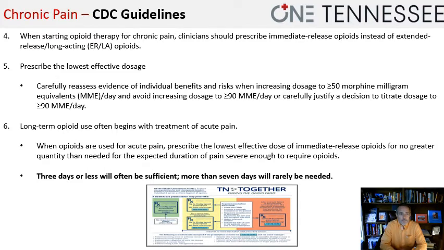Long-term opioid use often begins with the treatment of acute pain, so make sure that you're appropriately addressing what is causing that acute pain issue. When opioids are used for acute pain, go low, start slow, use immediate release, and for no greater quantity than needed for the expected duration of pain, severe enough to require opioids. 3 days or less will often be sufficient, and more than 7 days will rarely be needed. And we'll walk through the Tennessee Together Act and some general guidelines on subsequent slides.